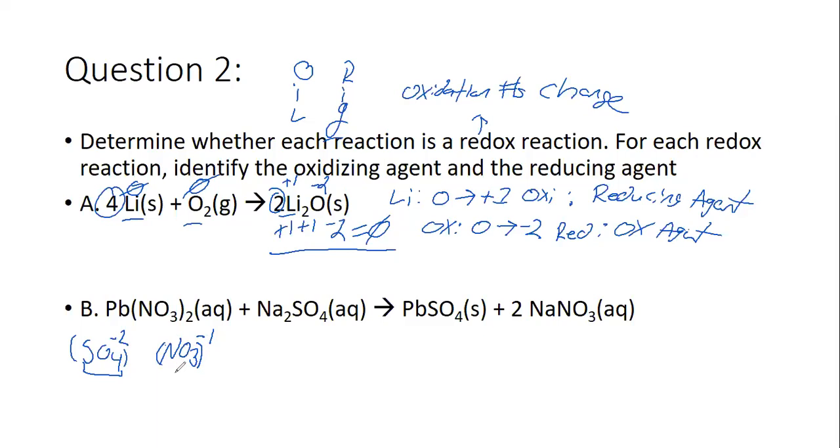So what I want you to do is, using our rules, assign oxidation states for B. Tell me if this is a redox reaction. And if it is, tell me the oxidizing agent and reducing agent. If you have questions while doing this, please, as always, let me know. Otherwise, I'll give everybody a couple minutes to work through this.